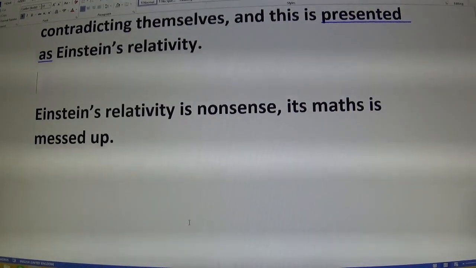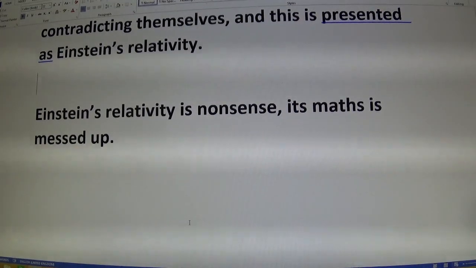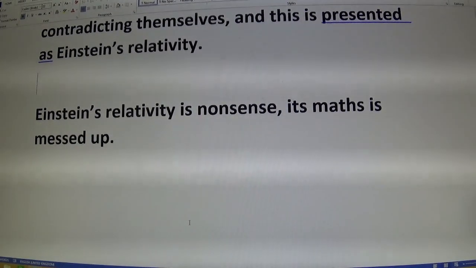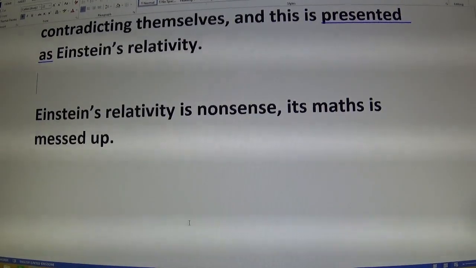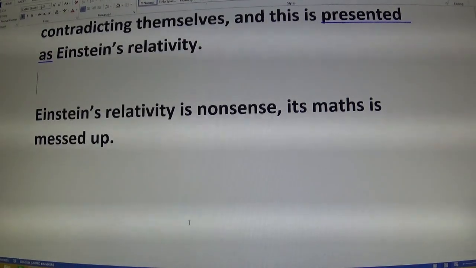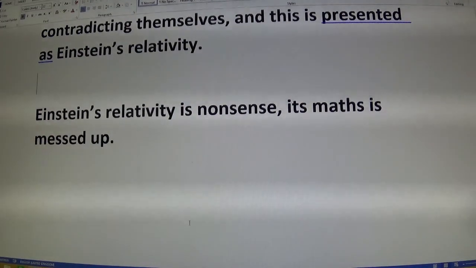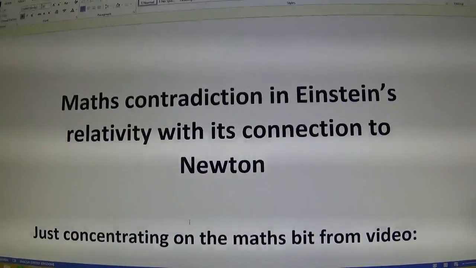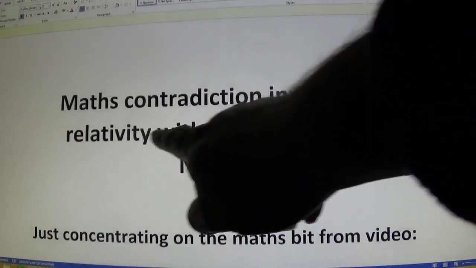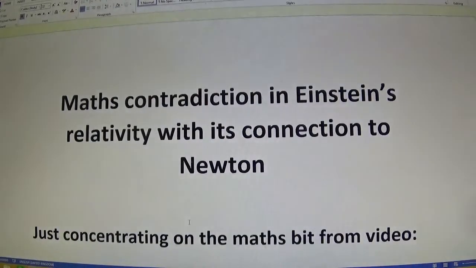You've got a theory that does not make sense because the maths is not correct. The maths is messed up. You can't then do an experiment with that. Whatever they're saying about testing it by experiment, no matter how many times you do the experiment, it doesn't matter. If your maths is messed up, all you're doing is putting your experiment to agree with messed up maths. And that is the nonsense they've got here. Go back to the beginning. Title is Maths Contradiction in Einstein's Relativity with its connection to Newton. And that's what they've done.